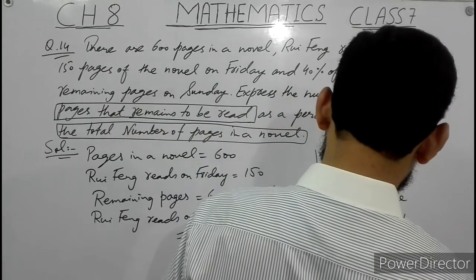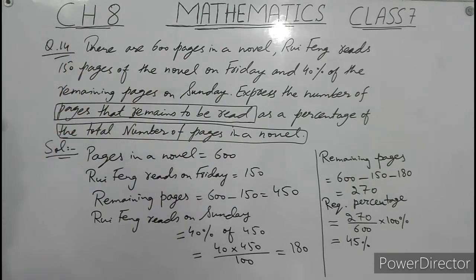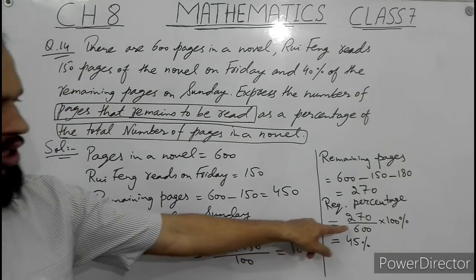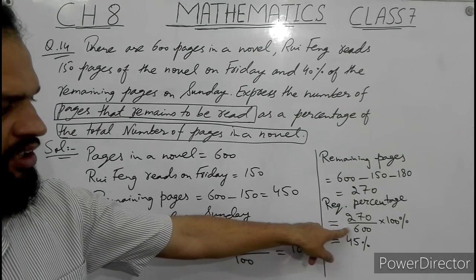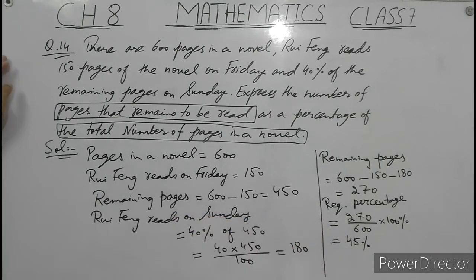45% shows that 45 out of every 100 of the denominator, which is the total pages of the novel, 45 out of every 100 of total pages remain to be read.